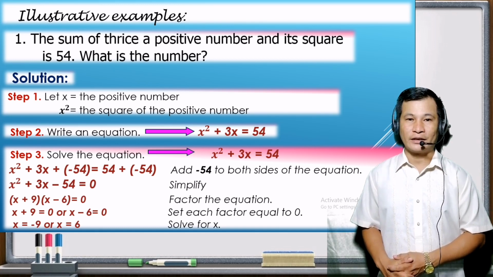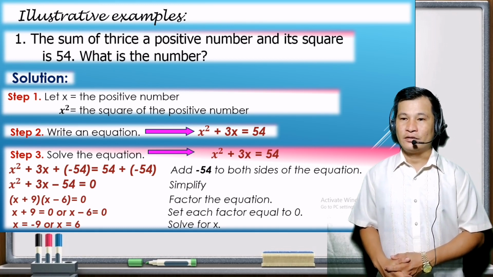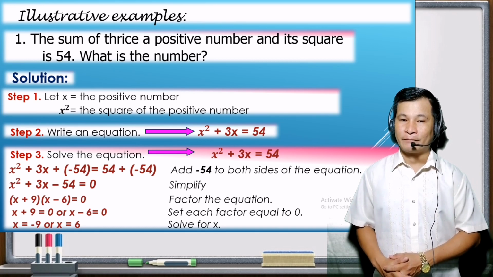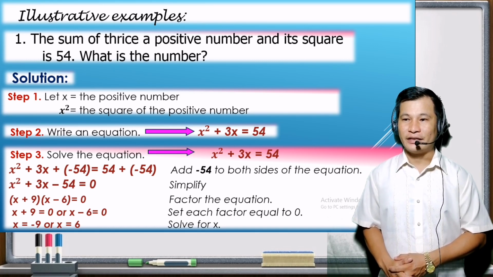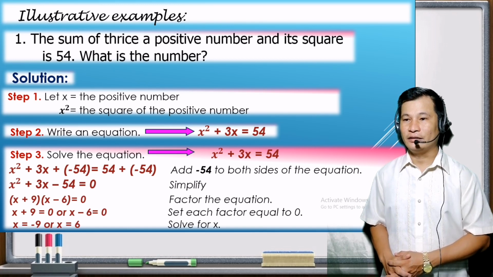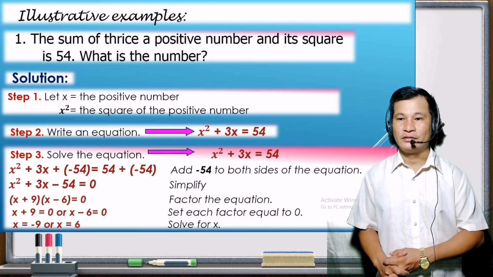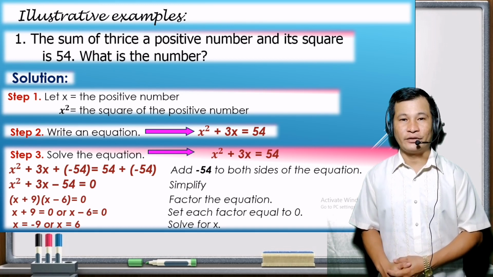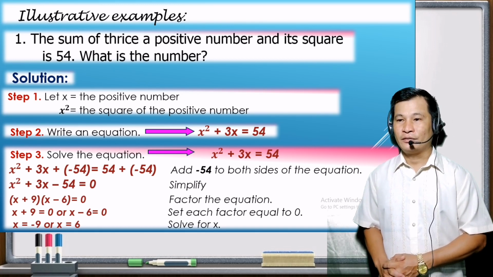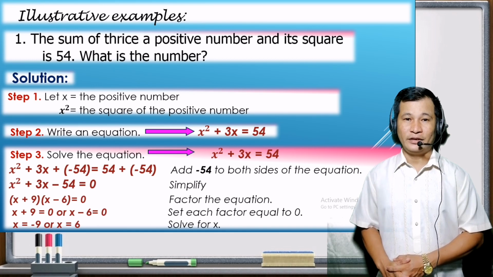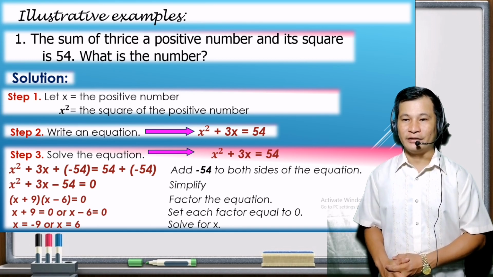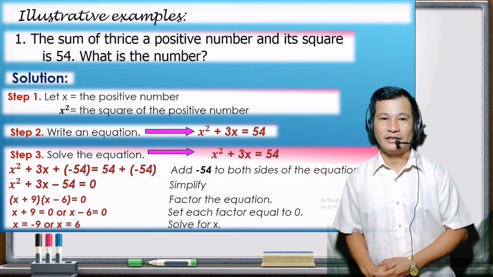Next, we are going to factor the equation. So we have x plus 9 times x minus 6 equals 0. Next, we are going to set each factor equal to 0. Then after setting each factor equal to 0, we are going to solve for x. So in here we have x equals negative 9 or x equals 6.